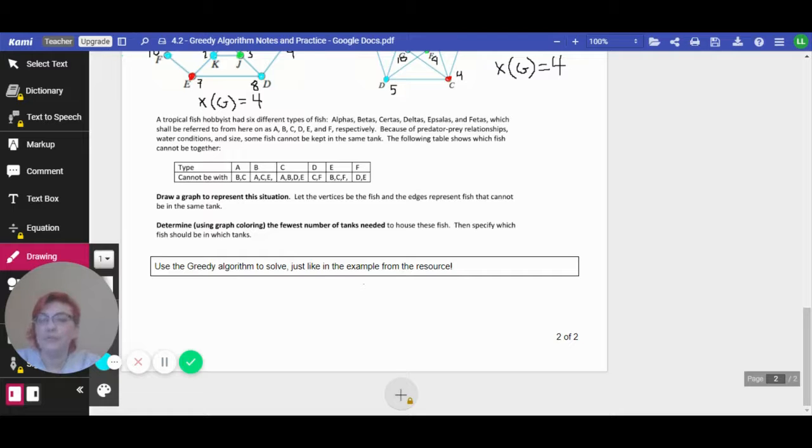Now, because of predator-prey relationships, water conditions, and size, some fish cannot be kept in the same tank. So we're given a table, and we're shown who cannot be with whom. So we're going to draw a graph to represent the situation. Let the vertices be the fish, and the edges be fish that cannot be in the same tank. So we're going to determine, using graph coloring, the fewest number of tanks needed. All right.